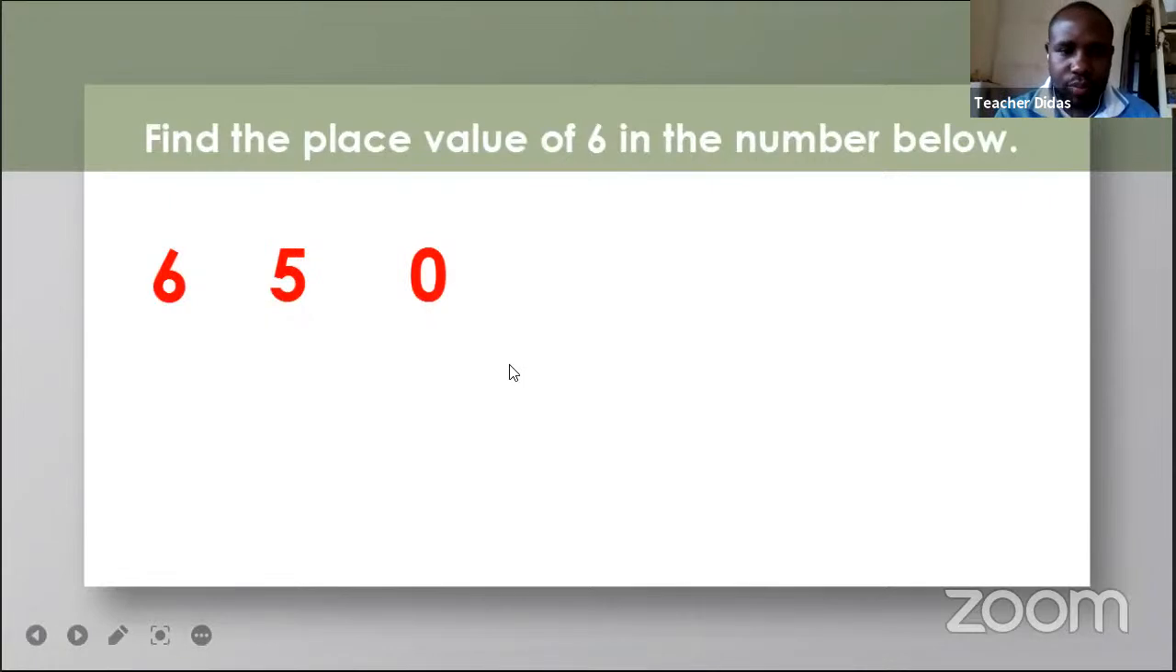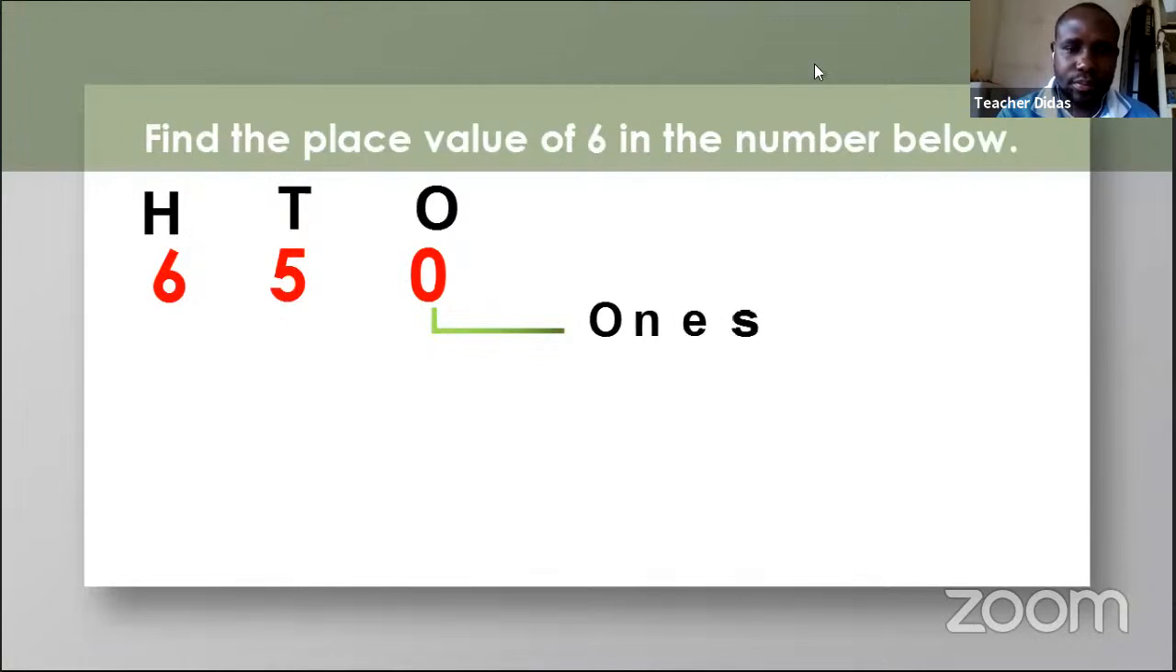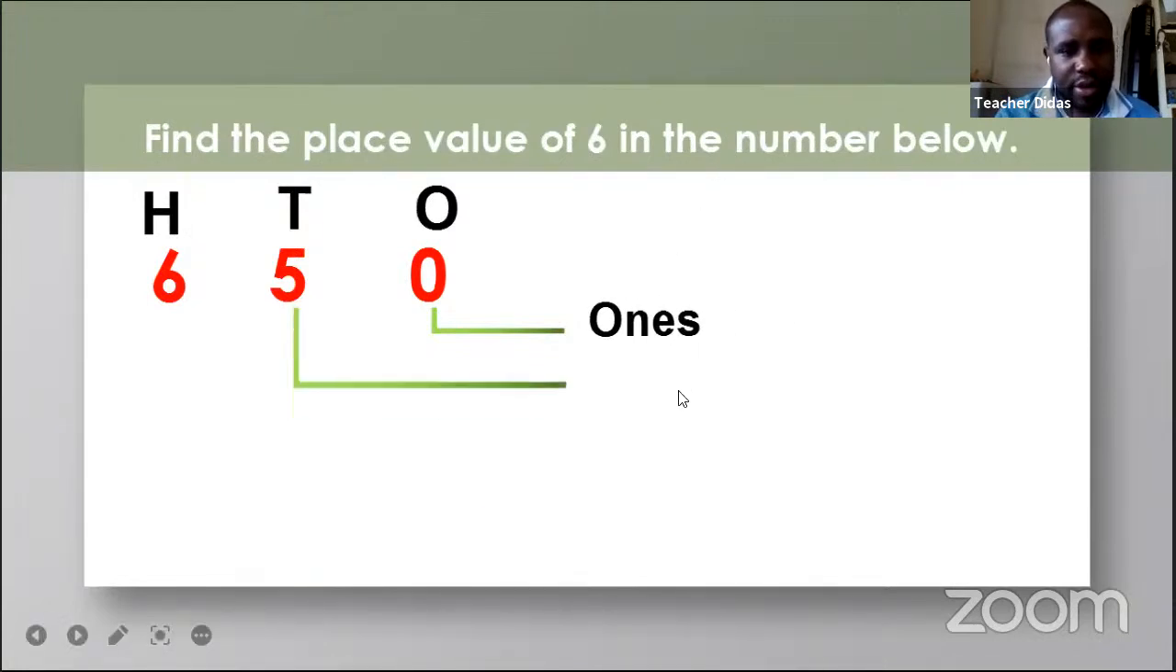We have to first look for the place values of all the numbers. Like the place value of 0, we have said it is ones. The place value of 5, we have said it is tens. And the place value of 6 is hundreds. Then we can go on and name them. The place value of 0 is ones. The place value of 5 is tens.